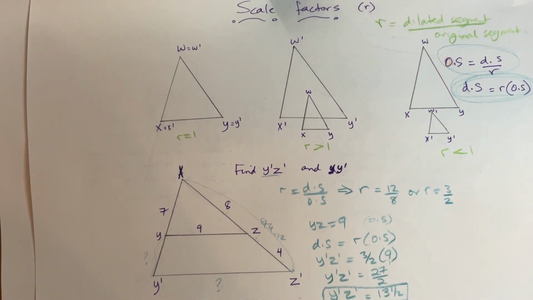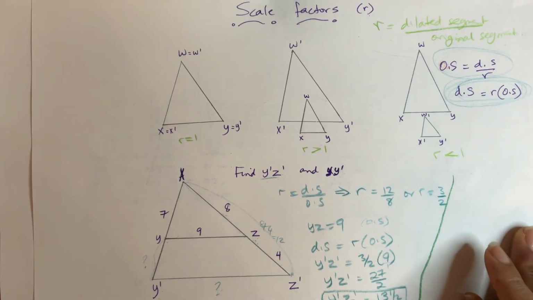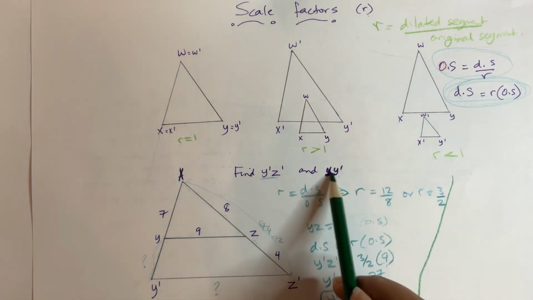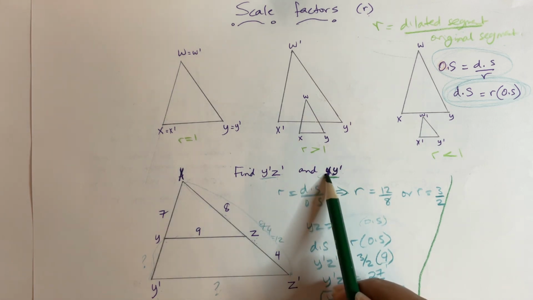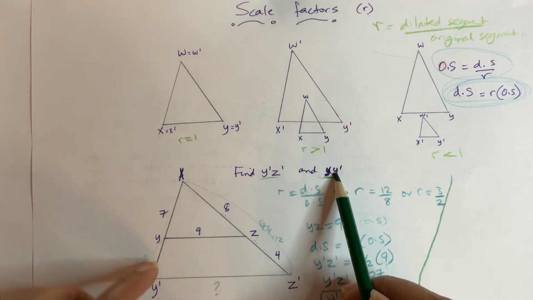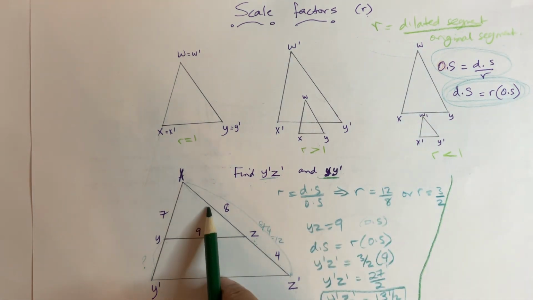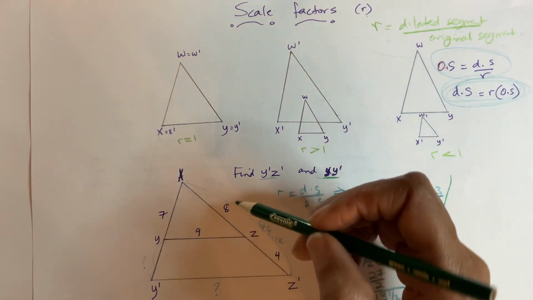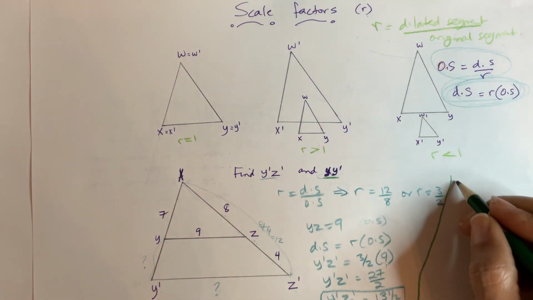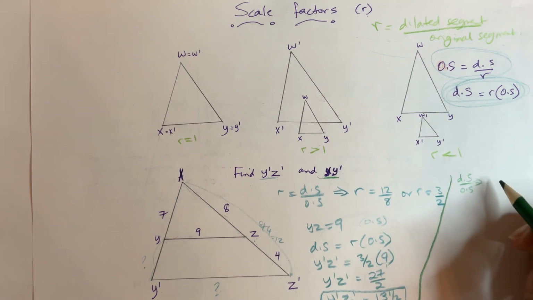Now we need to find the other one, okay? And I'm going to do it right here. We already found Y prime Z prime. We need to find Y prime. That's this little segment right here. So what we're going to do, we know that we have our dilated over original. So we have this dilated here, which is our dilated over original, and we can talk in terms of that.